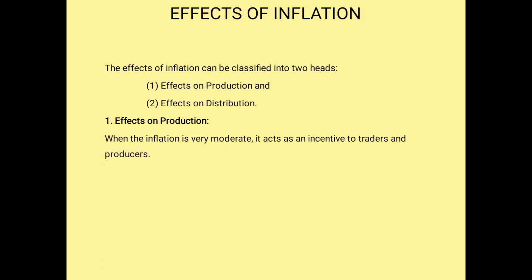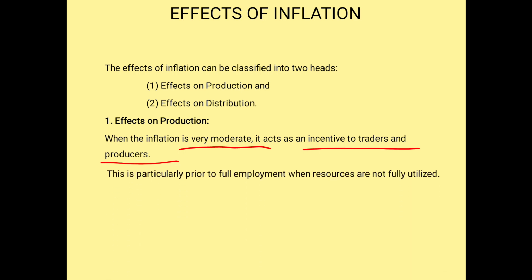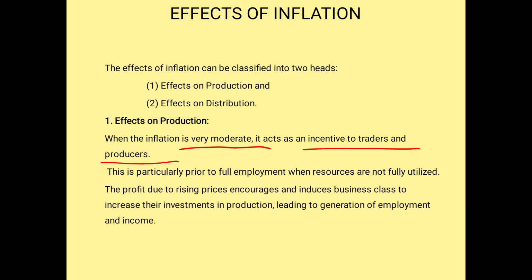So when the inflation is very moderate, what happens? There are incentives to traders and producers. Traders as well as producers are benefited out of it. What happens to the employment? Already there is an existence of full employment, so resources are fully utilized. When resources are fully utilized, what happens? Profit arises, and prices are encouraged. And what happens to the businessman? He tries to invest a lot. This leads to employment and income.